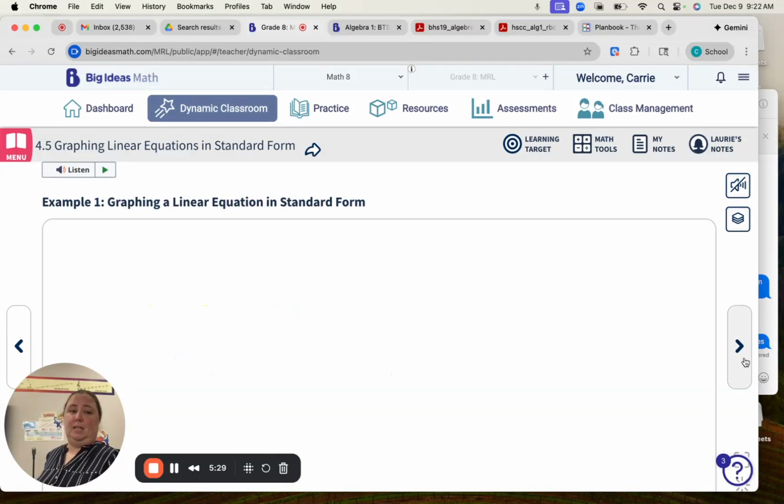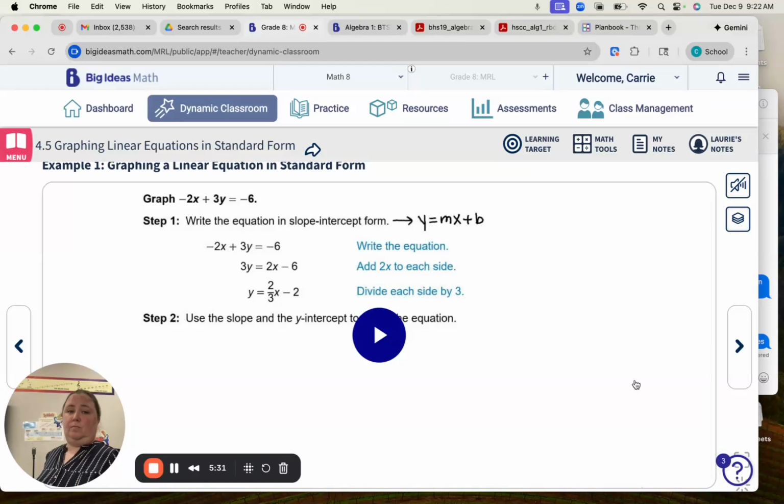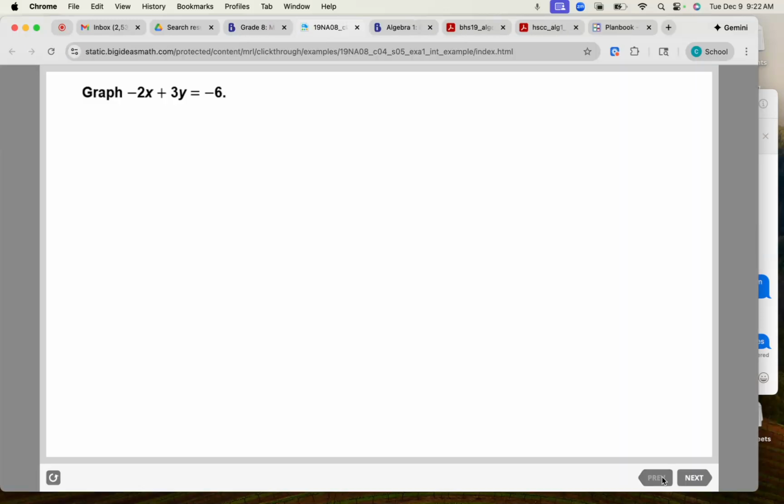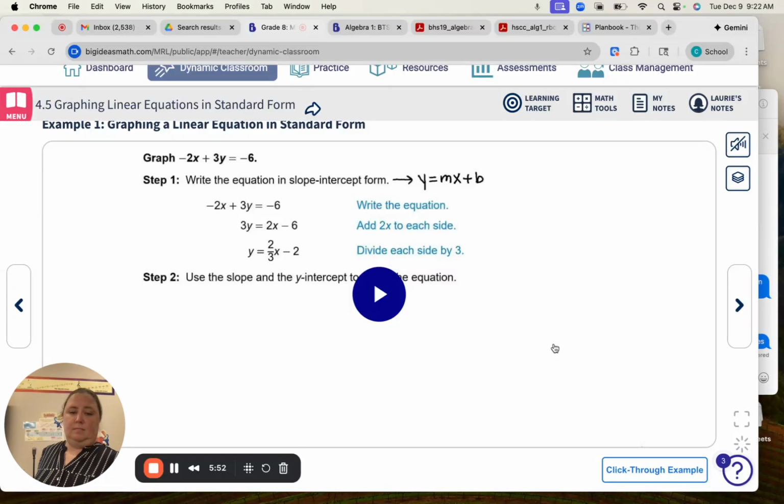Okay, so it's asking you to write an equation. It's going to ask you to take it from standard form to slope-intercept or from slope-intercept to standard. That's the whole point of this lesson. All right, I think I want to do the example on your paper. So that's how we're going to do it.